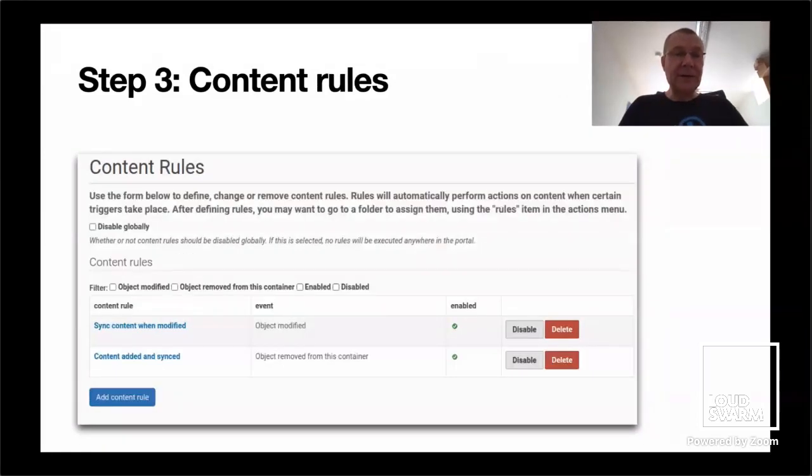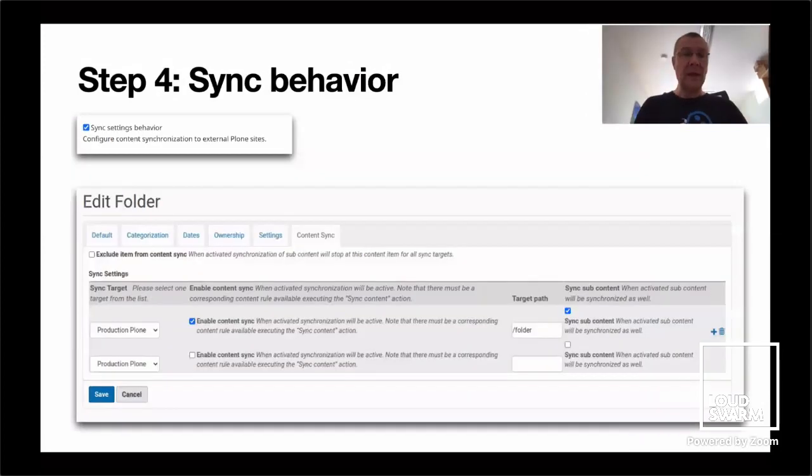The installation process of Collective Content Sync 2 automatically creates two content rules. One is used for syncing content additions, so when you create new content, it is automatically synced to the target system, and the other one takes care of content updates, for example, when you update or modify an existing content object or sub-object. As mentioned earlier, you can enable the sync behavior on any Plone content type that is available on your Plone site. In this case, we enable the sync behavior on the folder type.